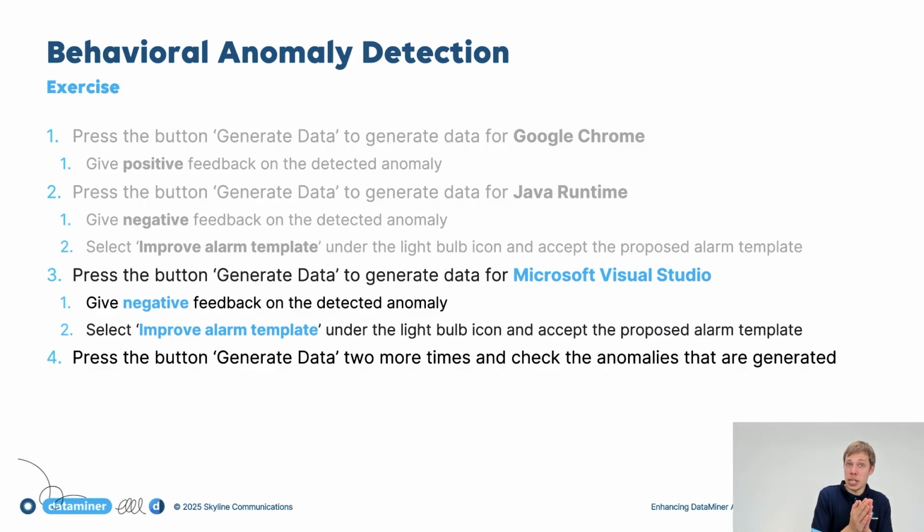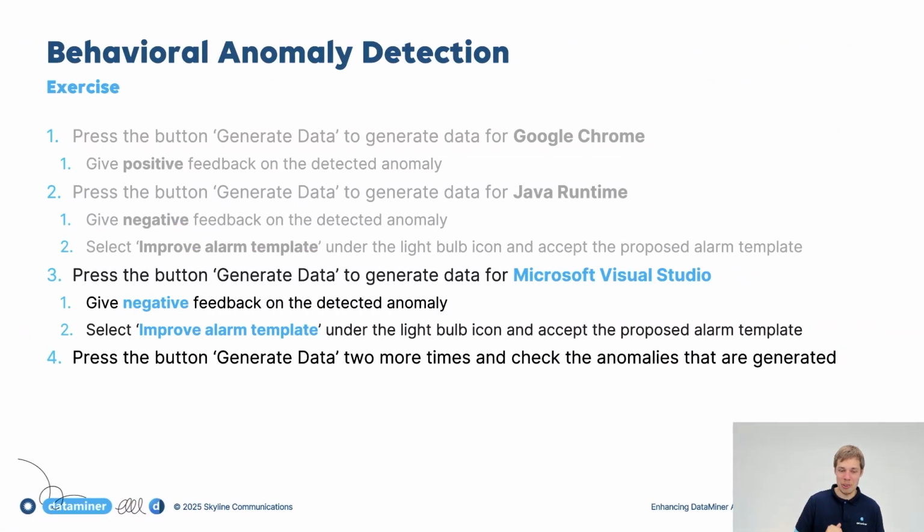And as you will see, this is a big jump, so there is an anomaly generated for this data. But if you know Microsoft Visual Studio, it often uses a lot of memory. So in relation to the normal memory usage of Microsoft Visual Studio, this one is actually not that significant. So that is why I want you to give negative feedback on that one. And then I want you to press the light bulb and see what alarm template suggestion DataMiner has for you. Again, you can pause the video and come back in a few minutes to complete the exercise.